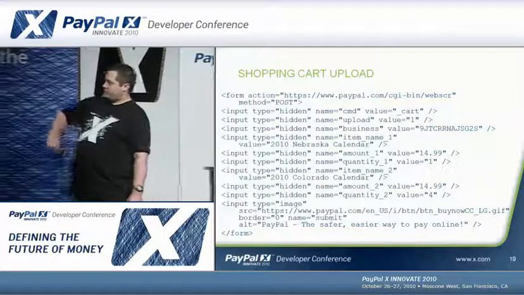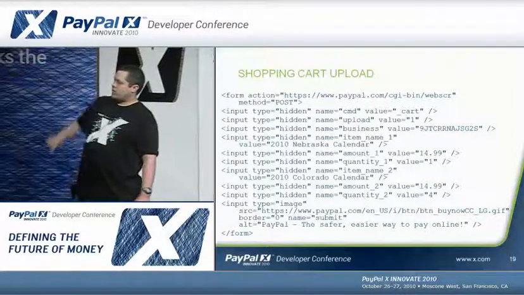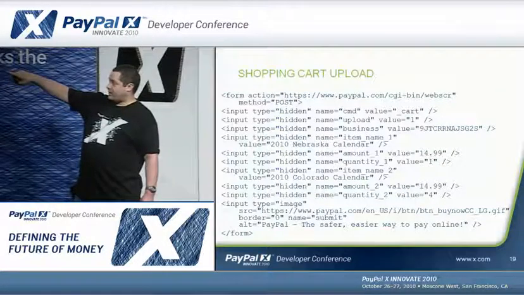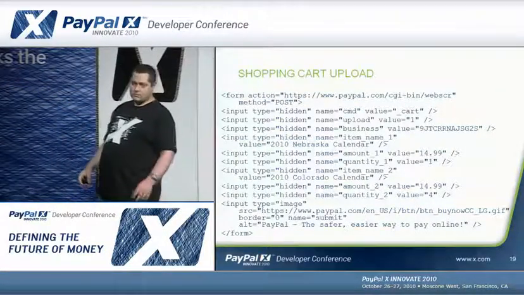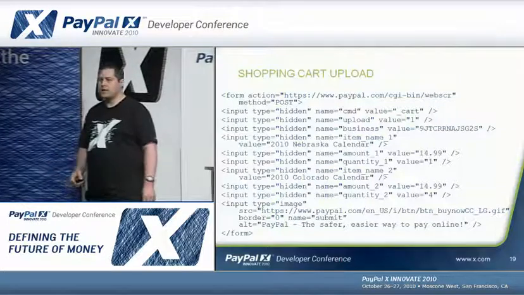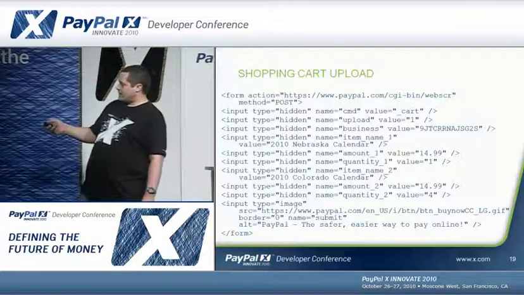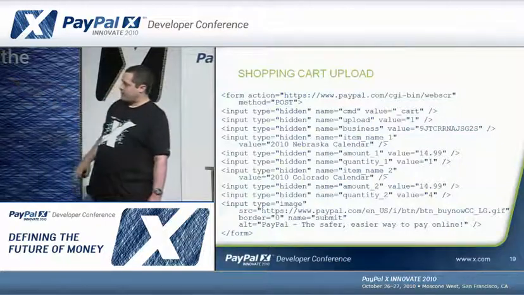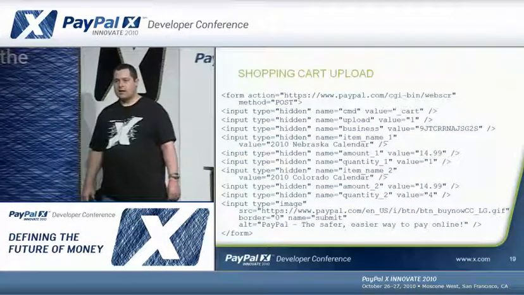So again, I have my CMD value, which is set to _cart. I have a value called upload on there, which is set to 1, which tells PayPal that I'm going to be uploading the line item details to PayPal. And then I just go and list off my items. So I have item name 1, amount 1, quantity 1, and then I just repeat that for each additional item that I have.